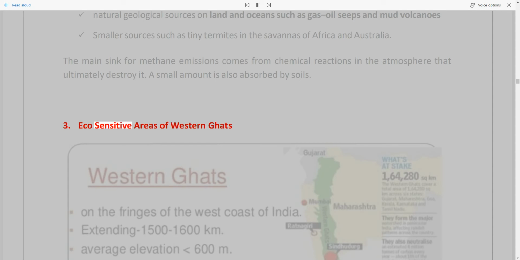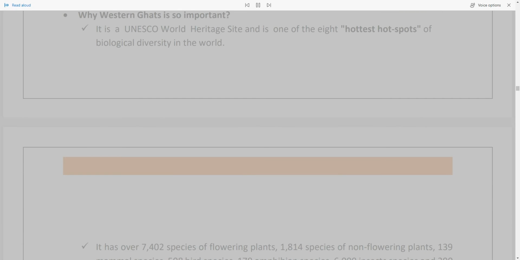3. Eco-sensitive areas of Western Ghats. Why Western Ghats is so important? It is a UNESCO World Heritage Site and is one of the 8 hottest hotspots of biological diversity in the world.